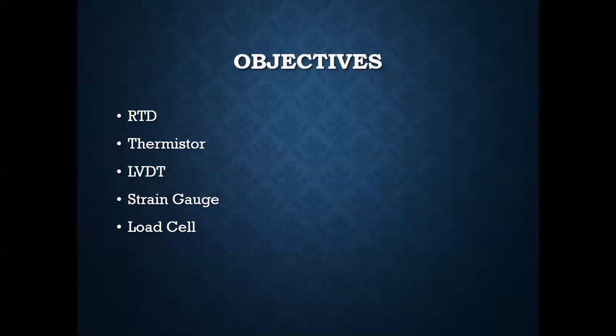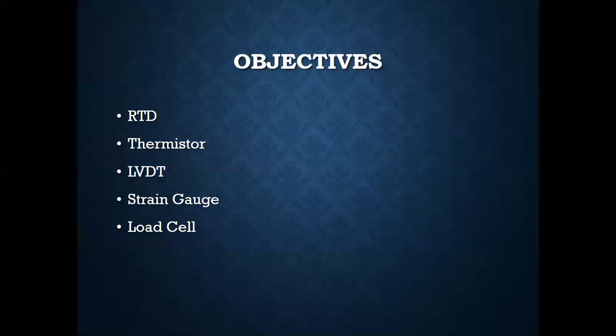It will give a very accurate reading, but the range is very small. In making RTD, we widely use platinum. Thermistors are also used for measuring temperature, but the range is very small compared to RTD.